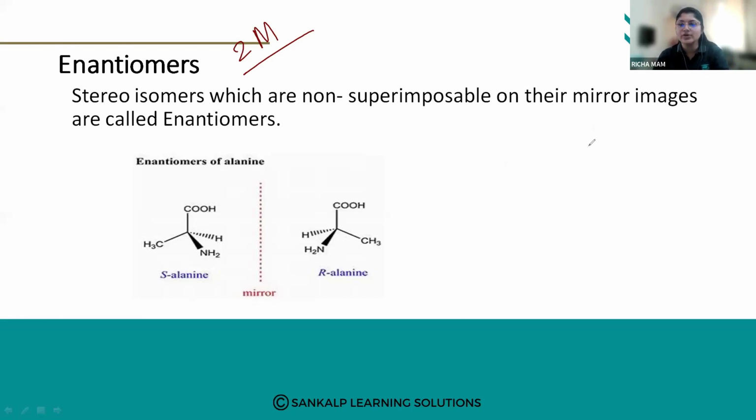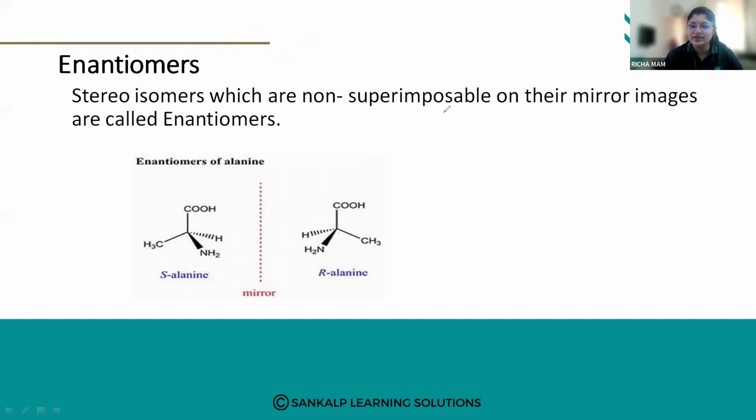The compounds which rotate the plane polarized light towards the right side, clockwise direction, are dextrorotatory. And if the compounds rotate the plane polarized light in the anticlockwise direction or left side, they are called levorotatory. These are very important, dextro and levo, then enantiomers. Whenever you give any definition, you have to give examples. Next is enantiomers.